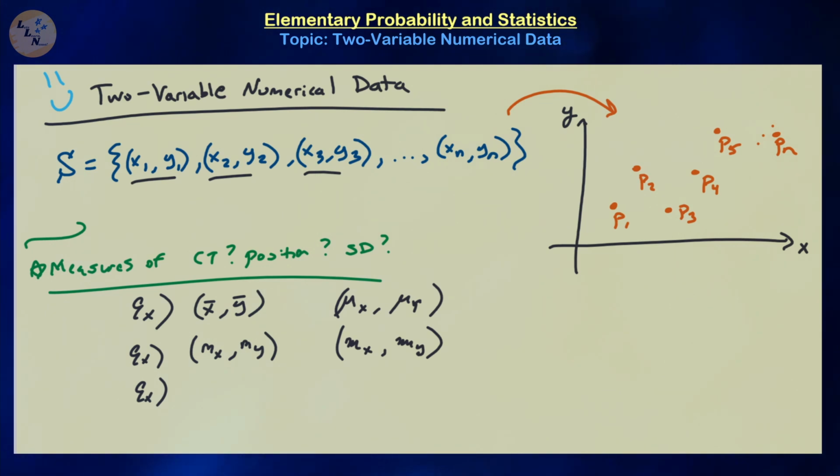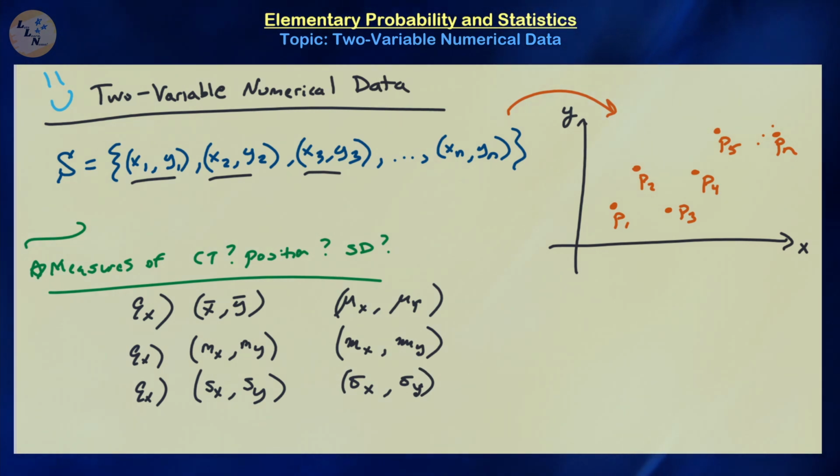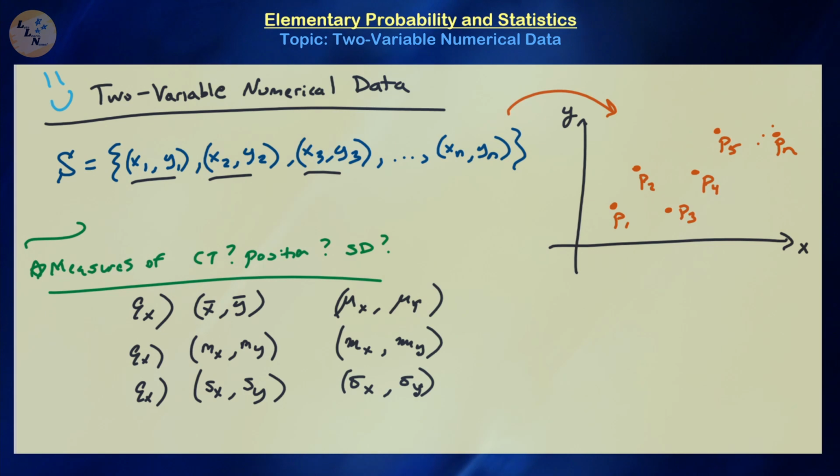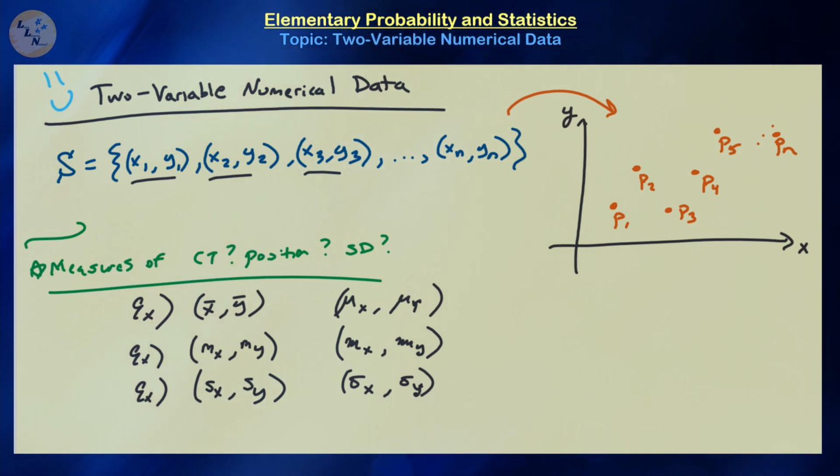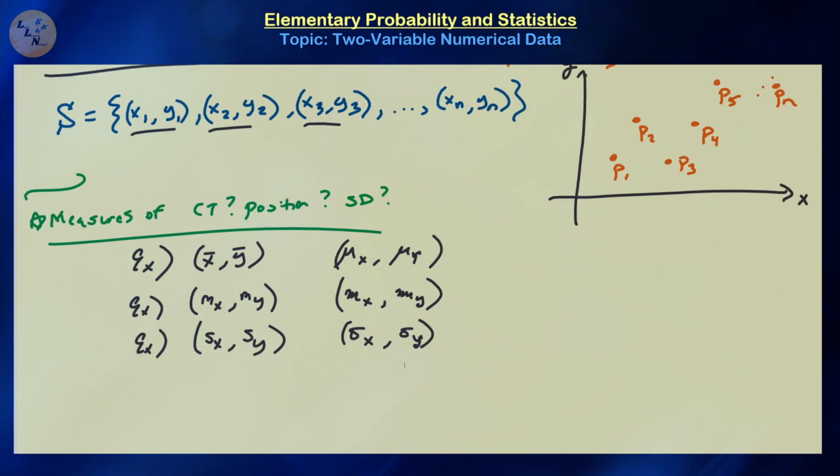And then for the measures of variation, we could do the standard deviation of x comma the standard deviation of y, which would of course be an approximation for sigma x comma sigma y. So those will be the two-dimensional means, two-dimensional medians, and two-dimensional standard deviations, which are some of the basic measures of central tendency, position, standard deviation that are commonly used. So those are some of the metrics that we can define, and we can interpret them in very similar ways as we did with the one-dimensional case.